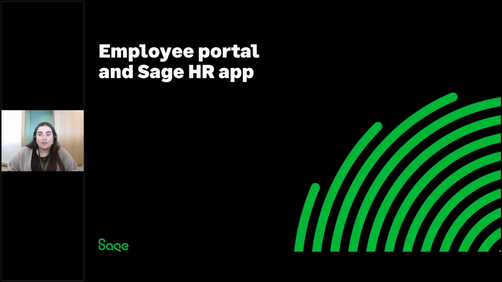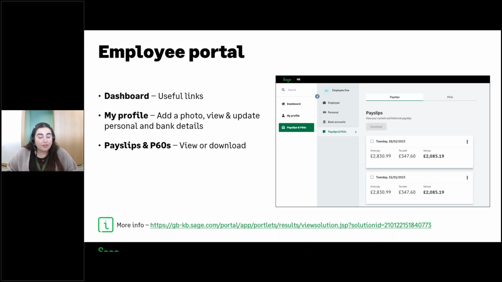Yes, the last section of the webinar then, it's all about the employee portal and the mobile app as well. Now, whereas the admin login sees all of the employees, the Payslips, the P60s, etc., the employee has a simpler portal. So they've got a dashboard full of useful links. They've got their own profile where they can view and update their own personal and bank details. And of course, they've got the options to view and download their own Payslips and P60s that have been published. So just remember, they won't see any scheduled Payslips until their status is set to published.